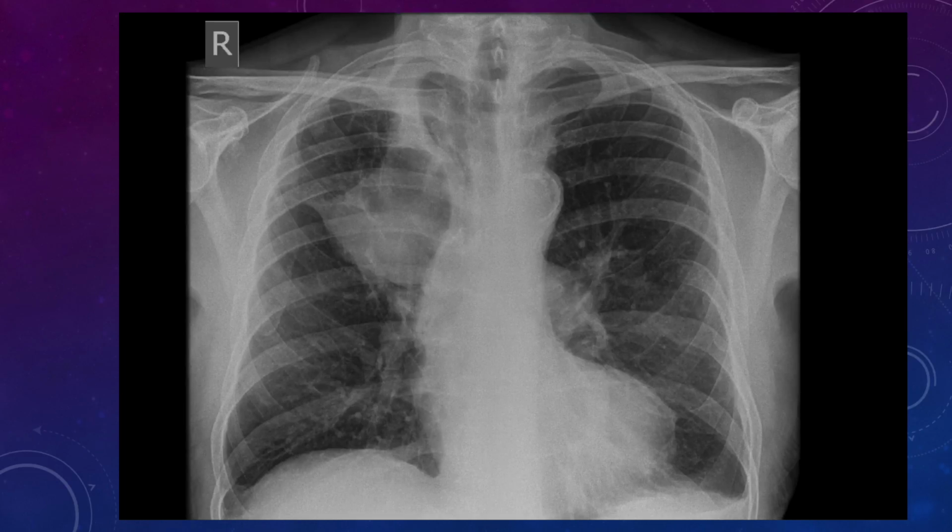Easy mass, right upper zone. This one seems to extend towards the pleura as well. This is an apical mass. Shouldn't really have any problems with any of these, really. They're obvious masses. It's the subtleties that you need to pick out.